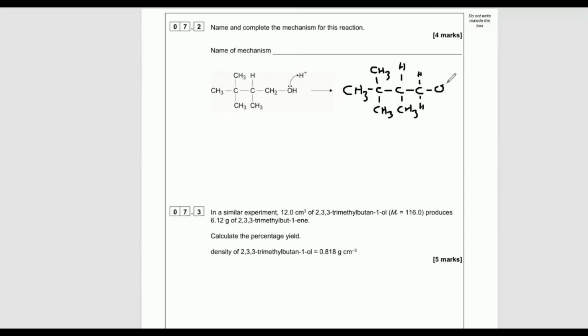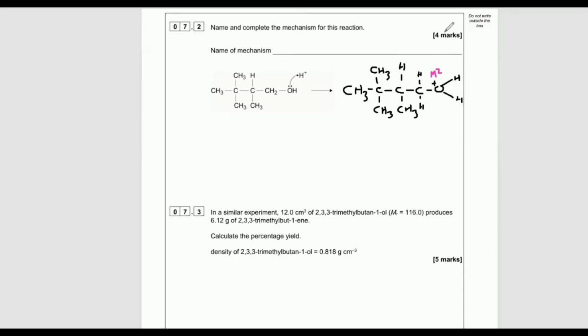of the mechanism. It's always easier to draw out the mechanism first. So what we have first of all is a bond forming between the OH group and the hydrogen ion. That leaves 3 bonds around oxygen. You get an oxonium ion. When you get an oxygen atom with 3 bonds, it becomes like an oxonium ion. So you put a little plus on the oxygen.